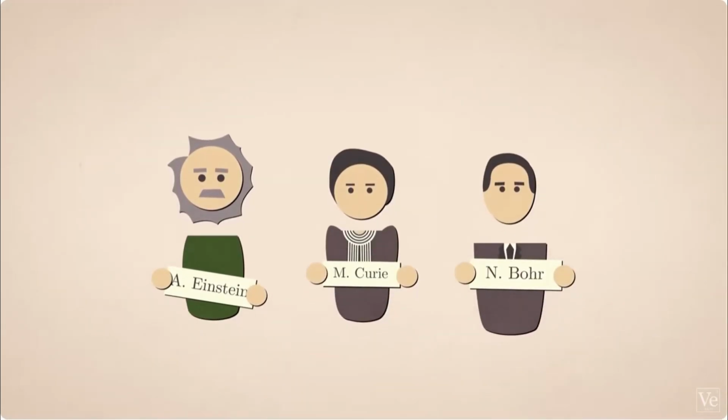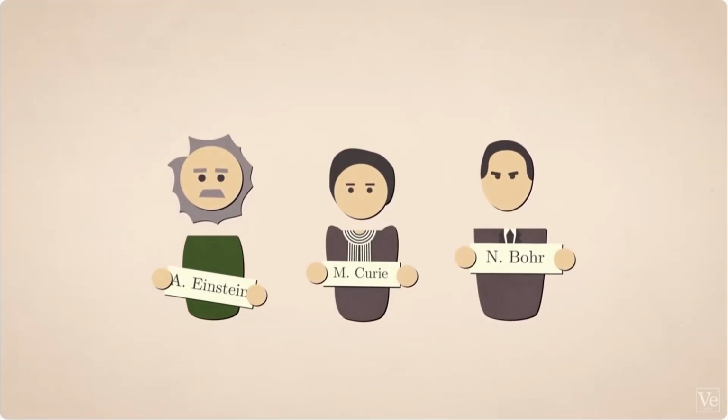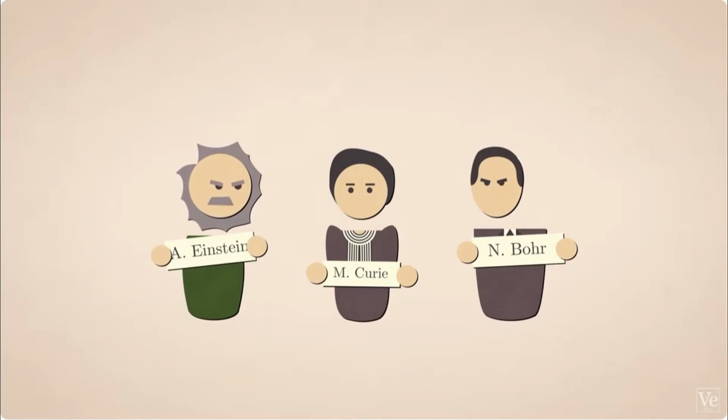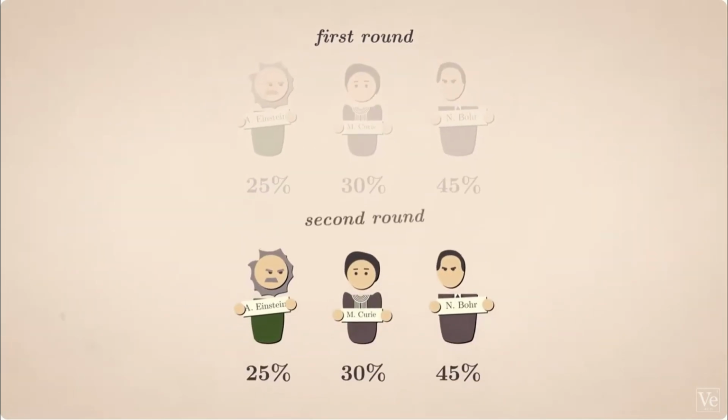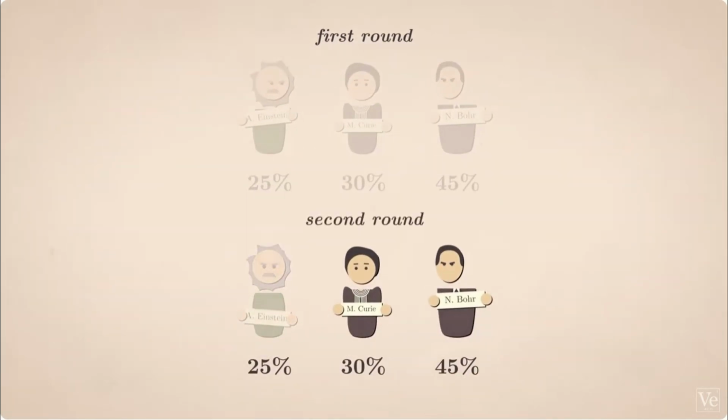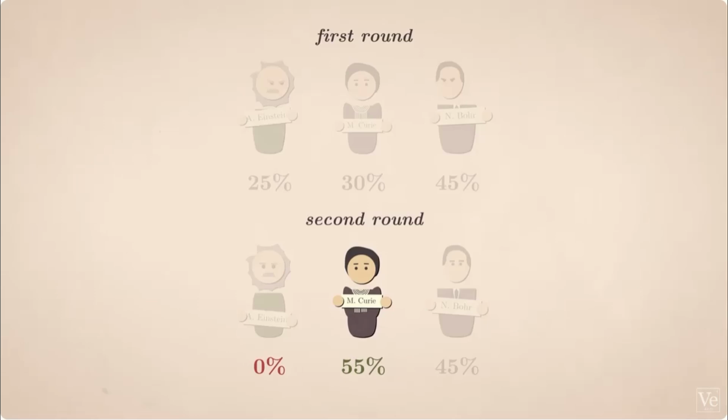There can be cases where a candidate doing worse can actually help get them elected. Let's say we have 3 candidates, Einstein, Curie, and Bohr. Now, Einstein and Bohr have very conflicting views, while Curie is ideologically in the center. So let's say Einstein gets 25% of the vote, Curie gets 30, and Bohr gets 45. No one got a majority, so it goes to the second round, with Einstein being eliminated, and because people who voted for Einstein put down Curie as their second choice, well, Curie ultimately gets elected.